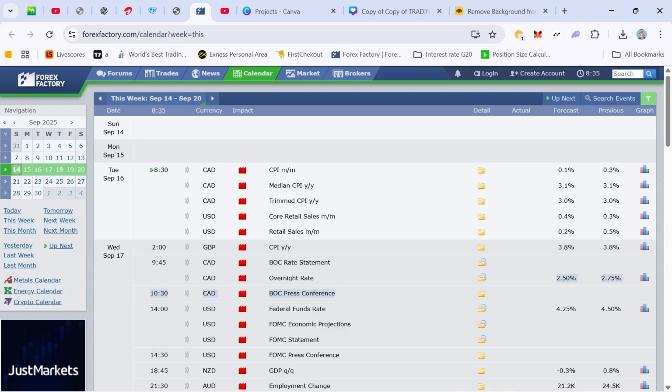But I'm not afraid of this news because I'm a swing trader. The news hardly affects me because my stop losses are usually wide, so I'm not affected by this news. But I just check them to know the days I'm expecting volatility in the market.